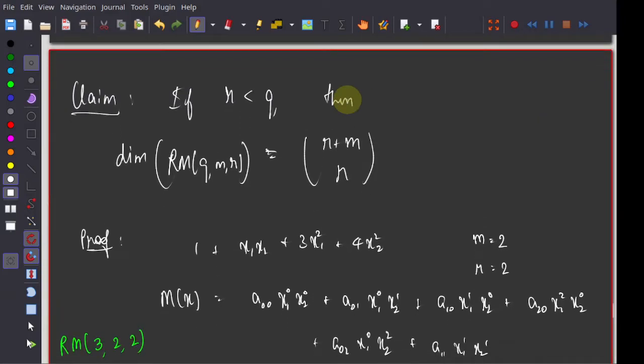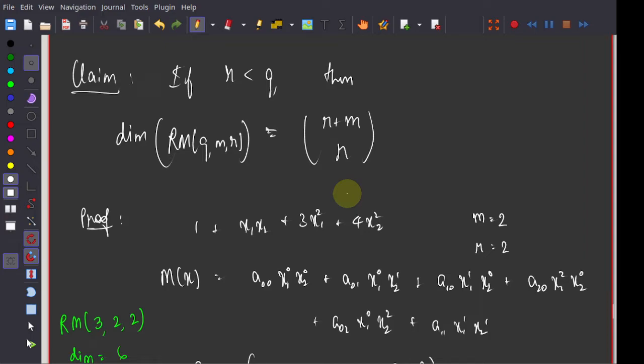So the dimension of the Reed-Muller code is equal to r plus m choose r. But remember, this is only under the assumption that r is strictly less than q. And this is important because these monomials can take any value up to r, right? If not, then you would have to impose an additional constraint that each variable cannot have degree more than q minus 1. Since r is less than q, r is less than or equal to q minus 1. So each monomial can go all the way up to r. The degree of each variable can go all the way up to r.